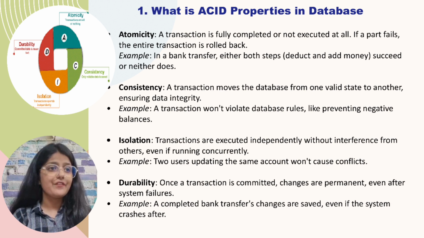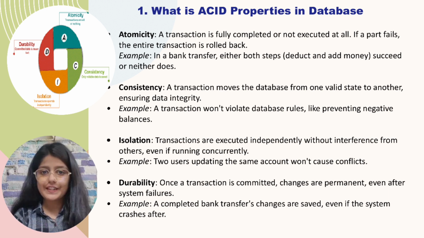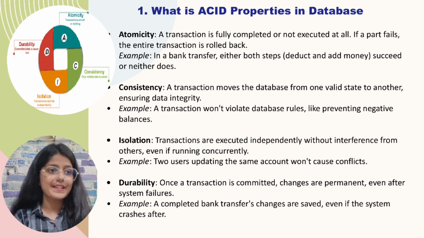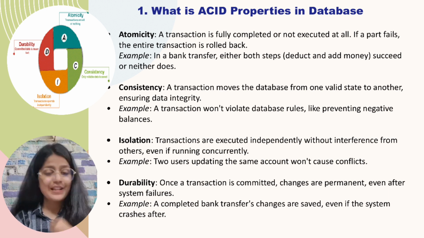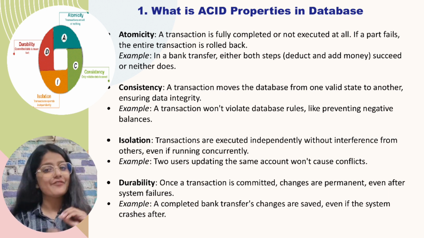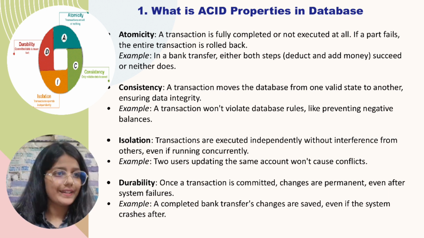So, the very first question is: what are ACID properties in a database? ACID refers to four main keywords: atomicity, consistency, isolation and durability. What does it mean? Here is the definition as well as an example, but I will help you explain it in a very simple way. Let's see the ACID properties one by one.